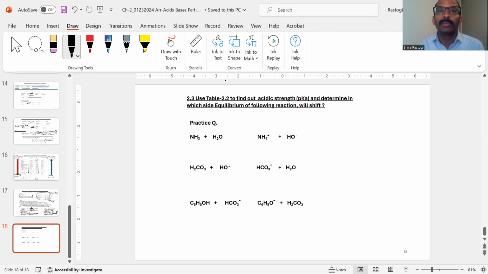Here I have listed some more practice questions. Use Table 2.2 to find out the acidic strength by pKa and determine which side of the equilibrium of the following reactions will shift. When ammonia reacts with water, in which direction will the equilibrium shift? When carbonic acid reacts with hydroxide ion, in which direction will the equilibrium shift? Try to practice these questions with the rules you have learned in this series. In the next video, we'll talk about more detail on the effects on the equilibrium.